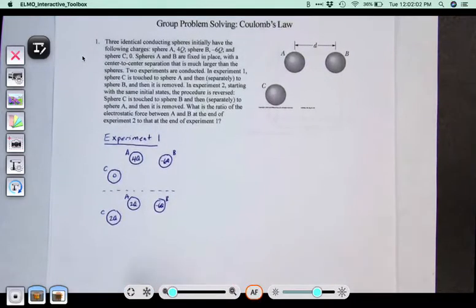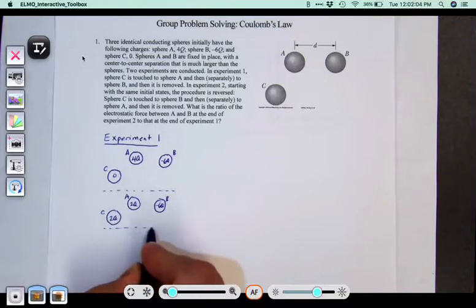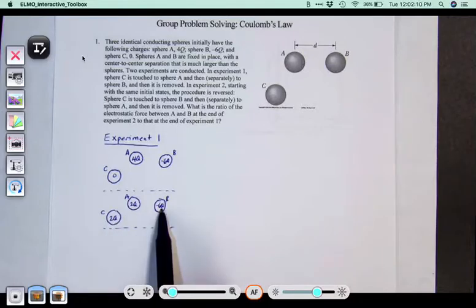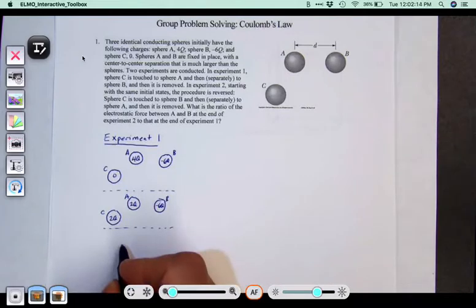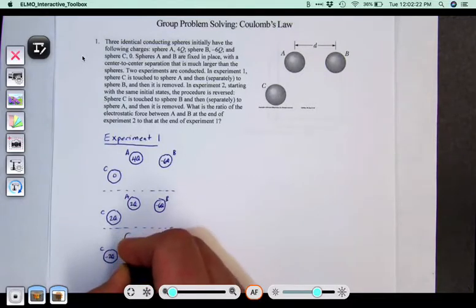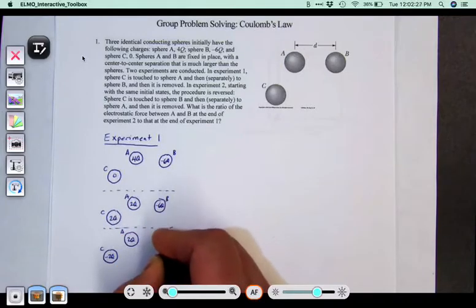Then the second action is to touch C to B and then separate them. So when I put those together, my total charge of 2Q and minus 6Q is a total of minus 4Q, and that again equally distributes among spheres C and B, meaning sphere C ends up with minus 2Q, sphere A ends up with 2Q, I didn't touch that in this part of the experiment, and sphere B is at minus 2Q.